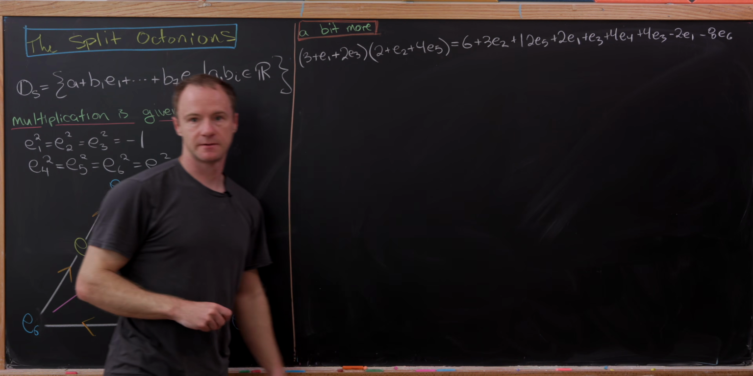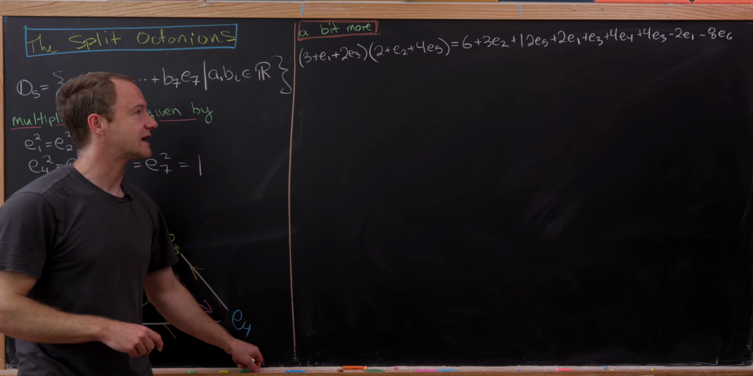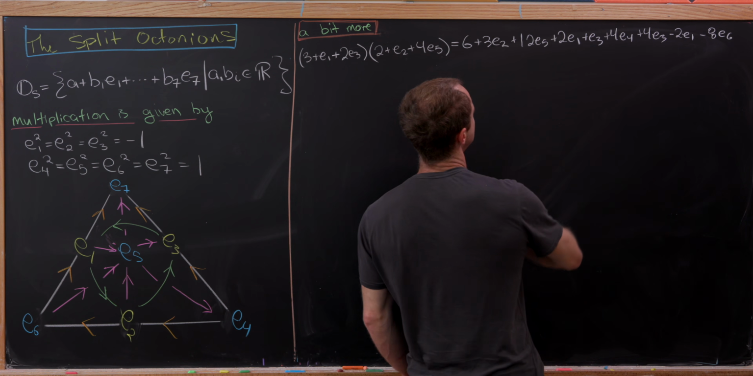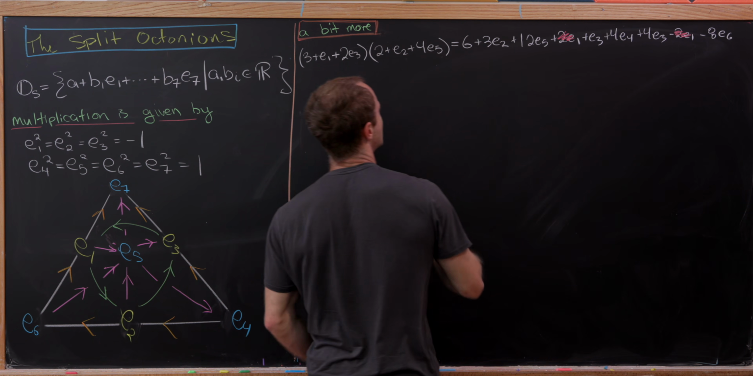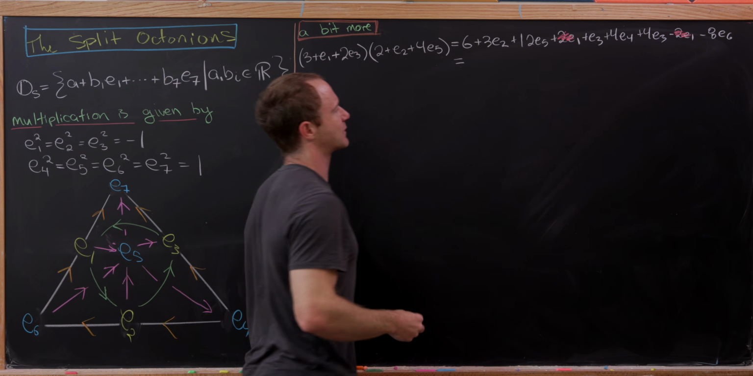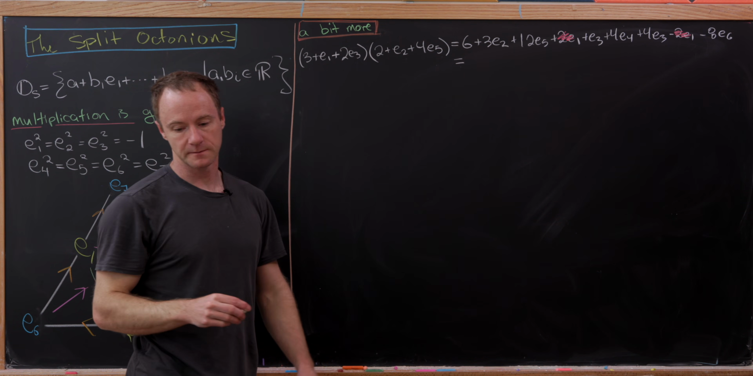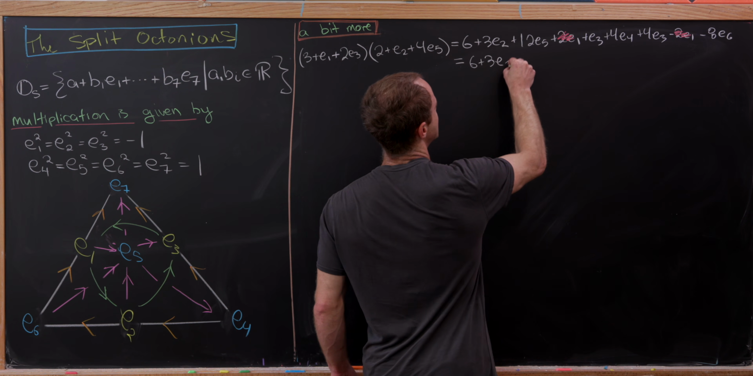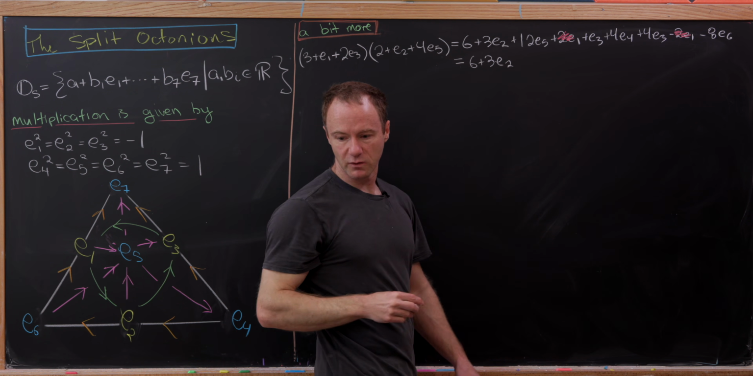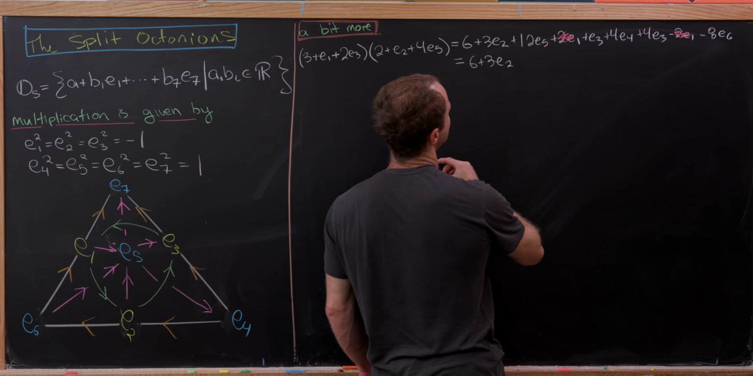Okay, good. But there's one thing that cancels, and that would be this 2e1 and this negative 2e1. And then after that, maybe it's just useful to put this kind of in order. So putting this in order, we have 6 plus 3e2. And then we're gonna have 5e3.